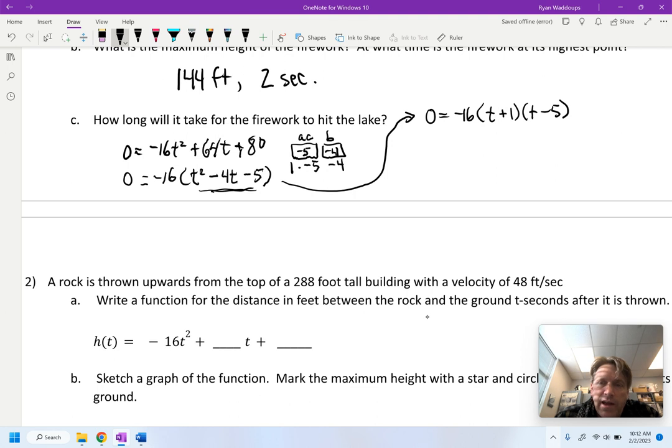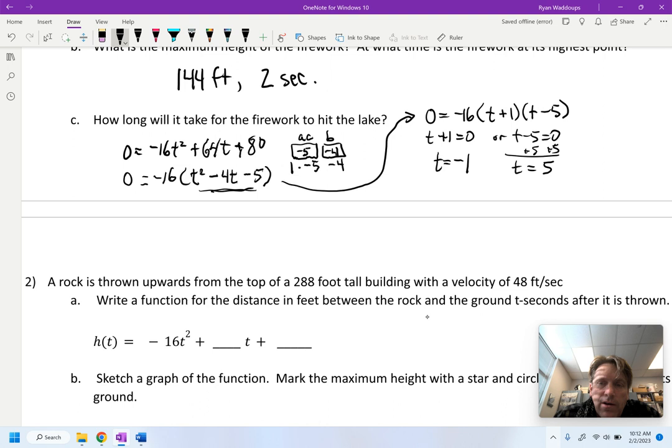And then I can't set negative 16 equal to 0 because it's negative 16. But I can take t plus 1 and t minus 5 and set each of those equal to 0. T plus 1 equals 0 gives us a time that's equal to negative 1, because negative 1 plus 1 is 0. Or, on the other side, t minus 5 equals 0. And if I add 5 to both sides, then t equals 5.